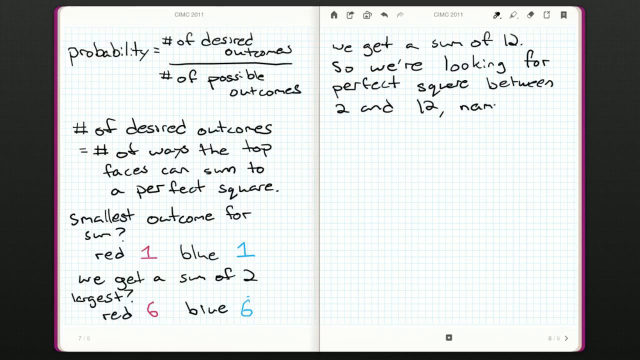What possible perfect squares are there between 2 and 12? Well, there's only 2 of them. Right. 1 is too small. We can't ever get an outcome of 1. Because at lowest, we're getting an outcome of 2. Likewise, we can't get a 16 or a 25. They're way too high. The highest our dice will show is a 12. So the only 2 perfect squares in between these two are the values of 4 and 9.